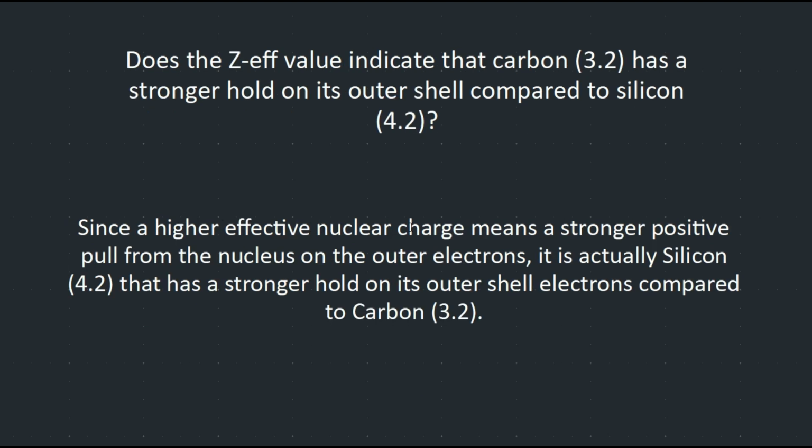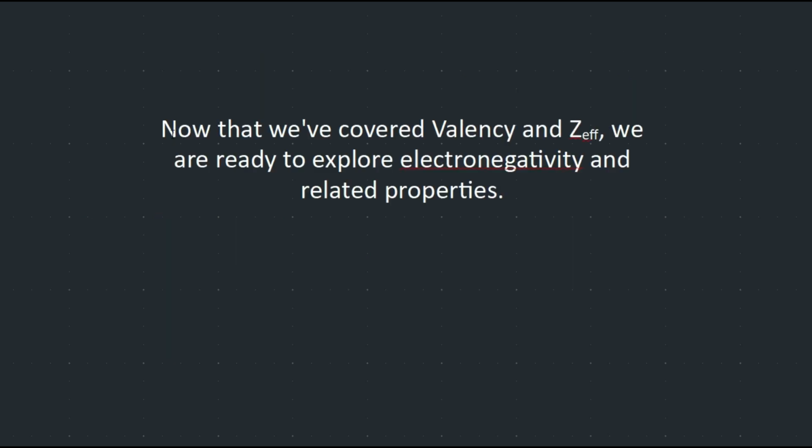Well, since a higher effective nuclear charge means a stronger positive pull from the nucleus on the outer electron, it is actually silicon that has a stronger hold. So basically, indirectly, what the question is trying to teach you is: the higher the value, the more the effective nuclear charge, the more the attraction, the stronger the pull. That's what I'm trying to conclude over here. Okay. So now that we have understood valency and effective nuclear charge, we are ready to talk about electronegativity and the other related concepts as well.